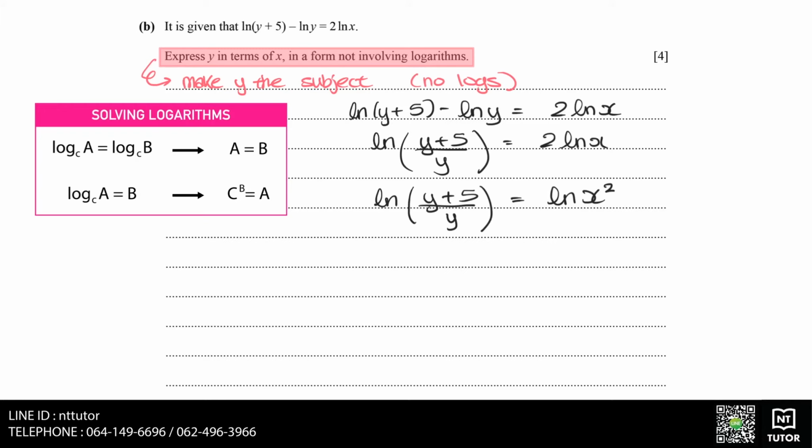And now we have one ln on both sides with the same base. So we can directly compare them. And that means that the inside of both lns should be the same. This means (y plus 5) over y must equal x squared. And once we get to this point, we can just do what we normally do to make y the subject of the formula.